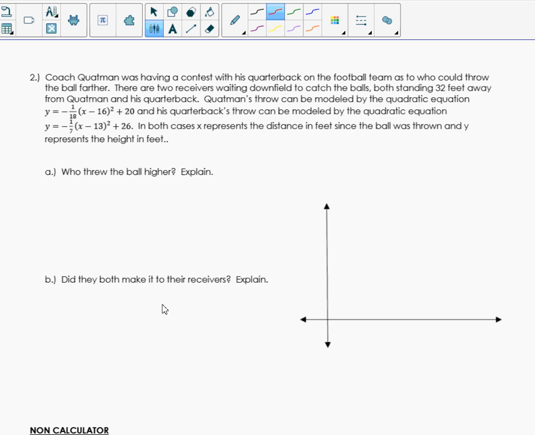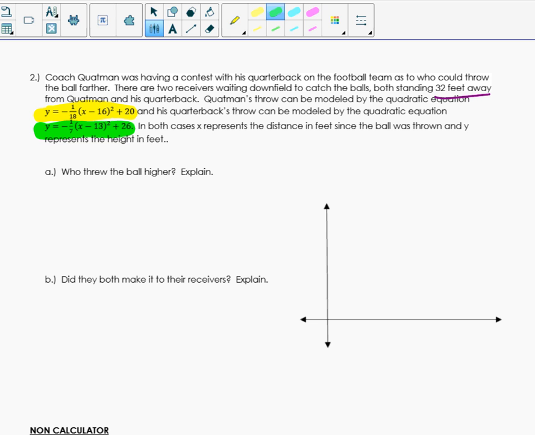All right, so I'm going to go through this one a little bit quicker. Okay, it says Coach Quatman was having a contest with his quarterback on the football team as to who could throw the ball farther. There are 2 receivers waiting downfield to catch the balls, both standing 32 feet from Quatman and his quarterback. So that's something that we want to pay attention to. Quatman's throw can be modeled by the quadratic equation of that. Okay, and you should pick up on the fact that, oh, hey, now we're dealing with vertex form instead of standard form. And the quarterback's throw can be modeled by this.